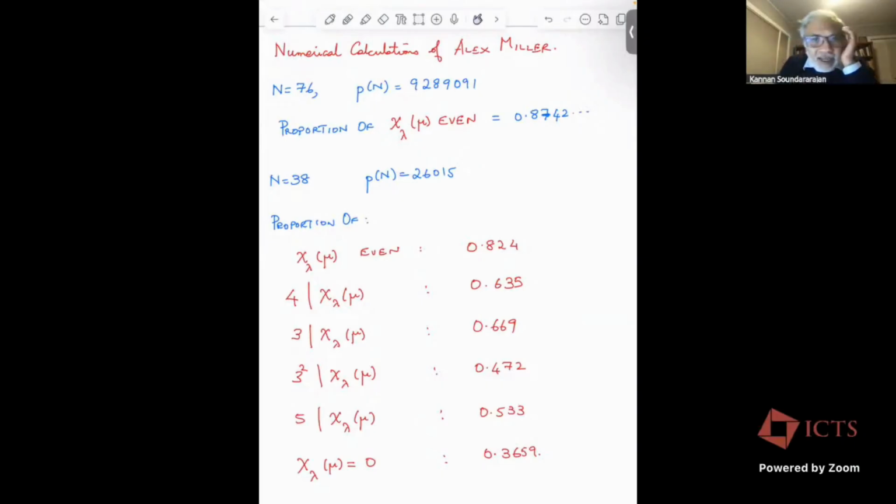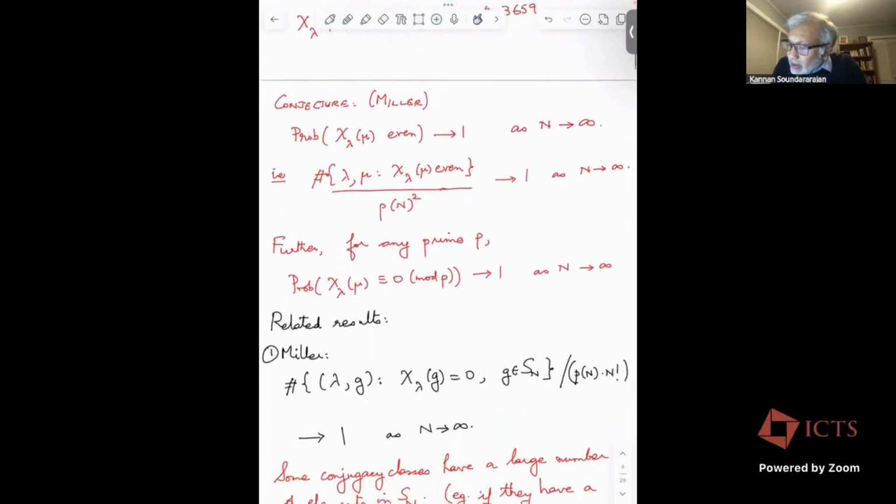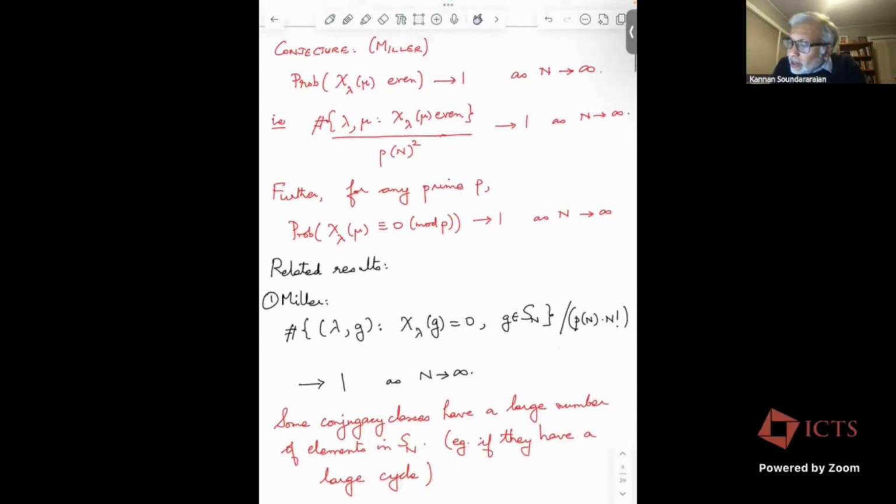So this data, you can see, is not so suggestive, but he made a bold conjecture. He conjectured that if you look at the proportion of even elements in the character table, the proportion tends to 1 as n tends to infinity. So almost all the entries in the character table are even. And then he conjectured that, in fact, it's true not just for the prime 2, but for every prime p, that the proportion of things that are multiples of p tends to 1 as n tends to infinity.